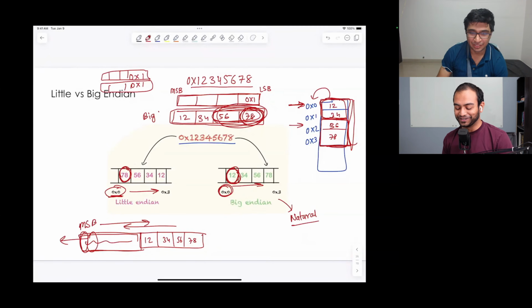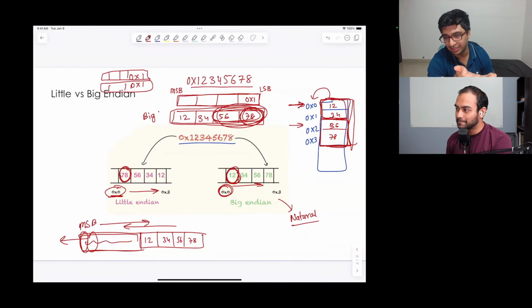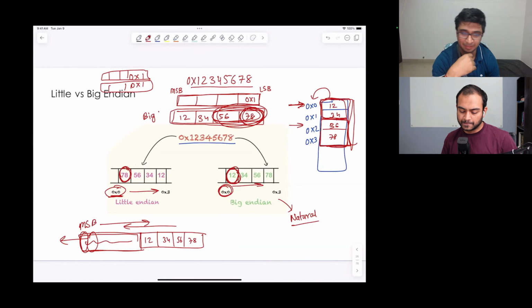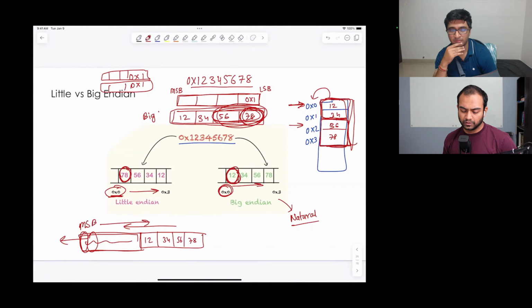My understanding was that since it is very natural for us to read numbers in a big endian format, most of the communication protocols use it so that it's easy to debug. Understood. Yeah, kind of makes sense, as I think more about it.